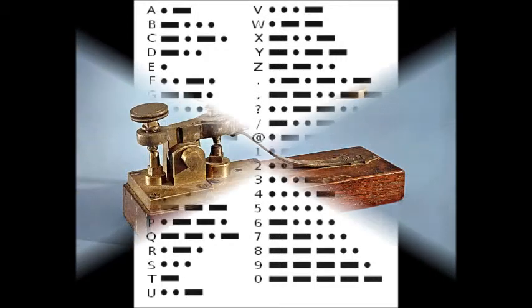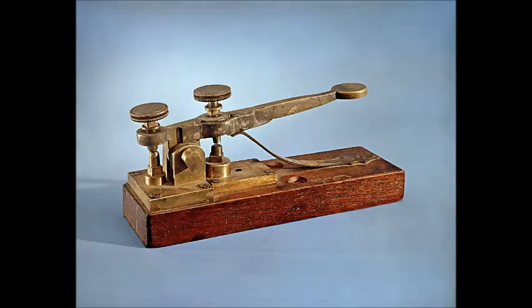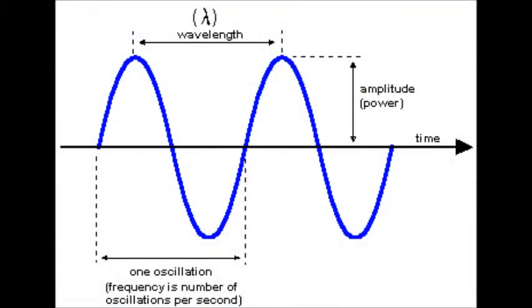This is the telegraph in which you send Morse code. This is a waveform explaining amplitude oscillation.